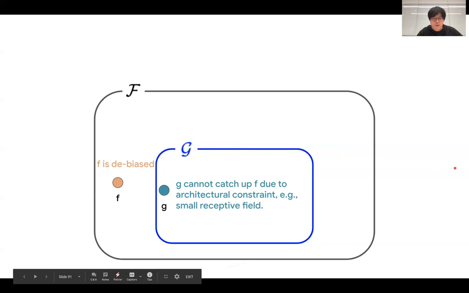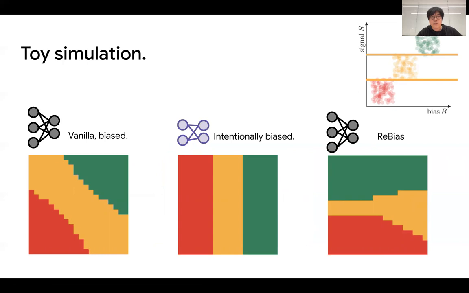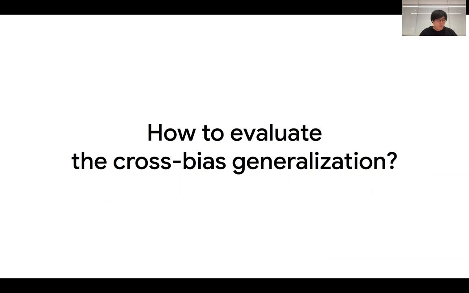So this is a conceptual figure, but you may wonder, does this really work? So here is a simple toy simulation. The upper right side is our data setting. We have two axes, bias and signal. Each class is highly correlated to the bias, and the signal is the original signal, and the bias is the bias, of course. If we just train a vanilla network with cross entropy, it will have a diagonal decision boundary like this. And we assume some intentionally biased model which only sees the bias. When we apply this minimax optimization framework to this network, we get a very good decision boundary like this. So okay, we think it works, but the problem is, how can we evaluate the cross-bias generalization problem in the real world?